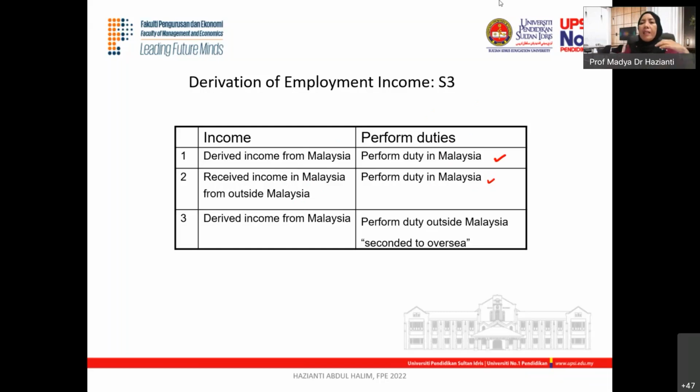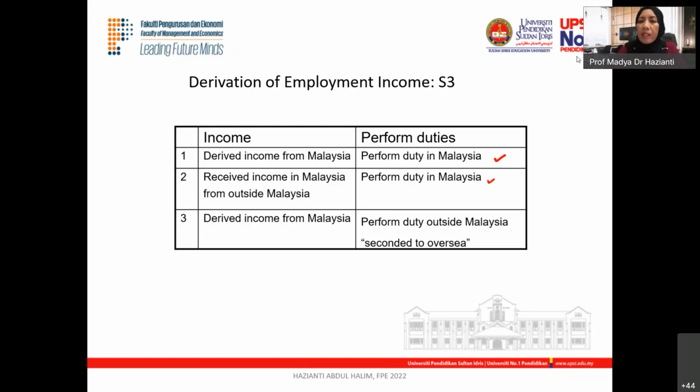Let's say I am attached to one of universities in Indonesia contohnya. Okay, but the students are here. I conduct my lecture here. I receive the income here, tapi income tu datang from Indonesia. Contoh buat kelas online kan, but they pay me, they pay from Indonesia, but I perform my duty here. Itu pun dikira sebagai employment income.